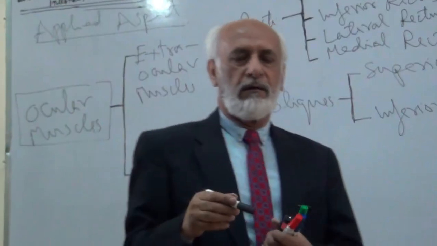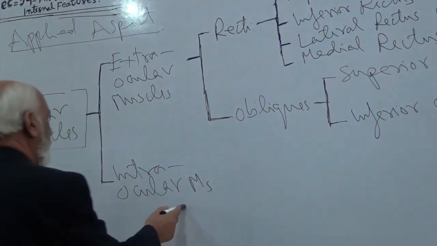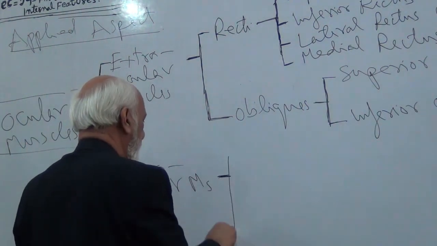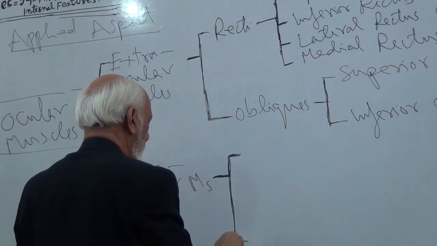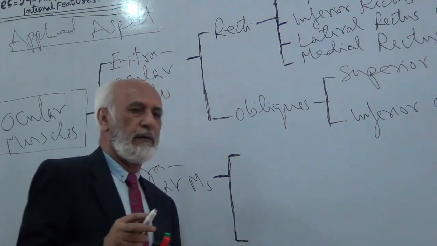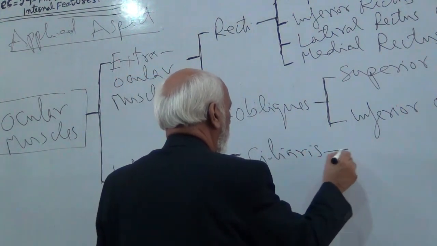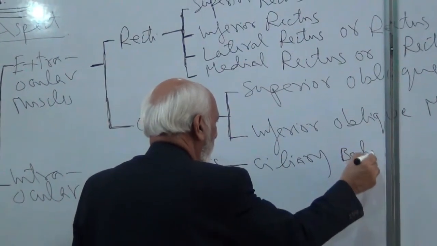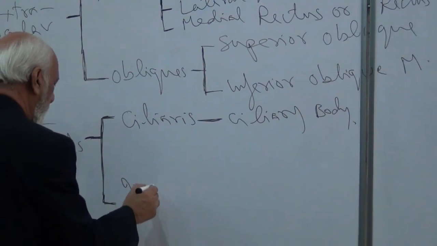Then there are muscles which are embedded in the wall of eyeball. They are classified as intraocular muscle. And what are the intraocular muscles? Muscles embedded in the different parts of the wall of the eyeball. Ciliaris muscle. It is in the ciliary body. Ciliaris muscle and iridal muscle.